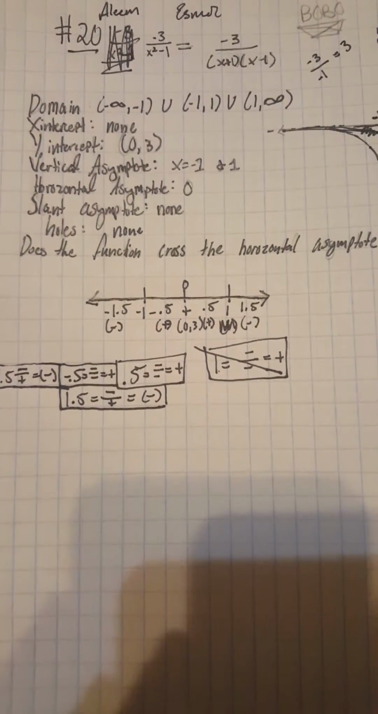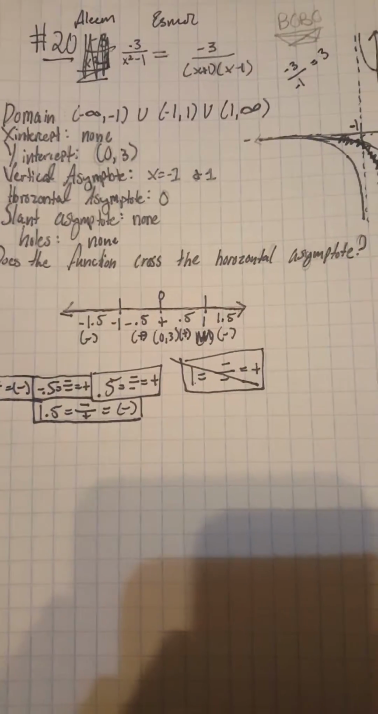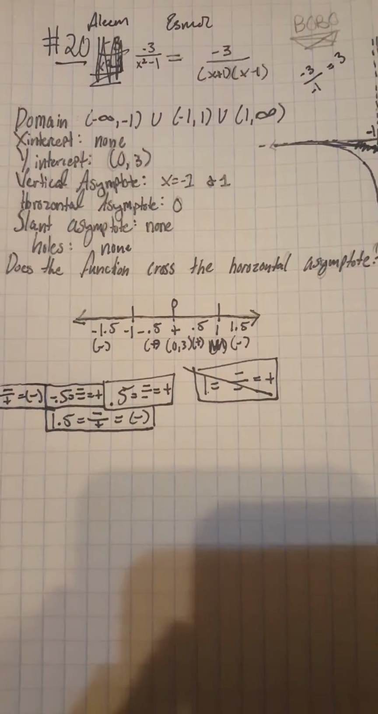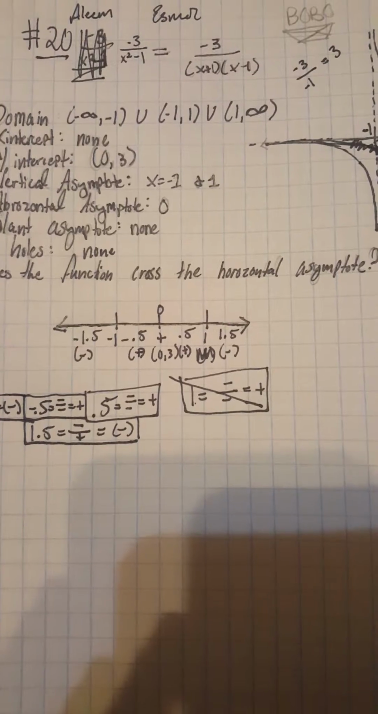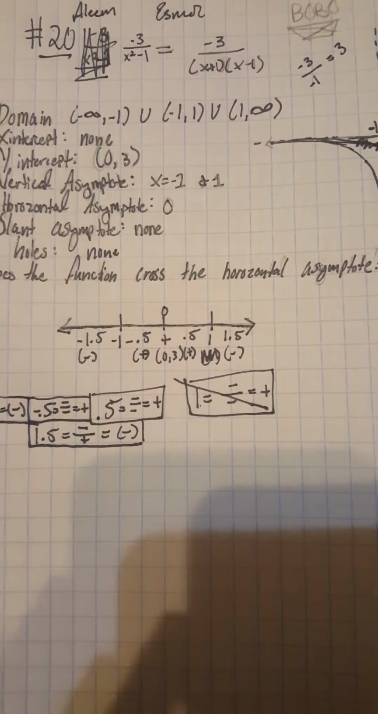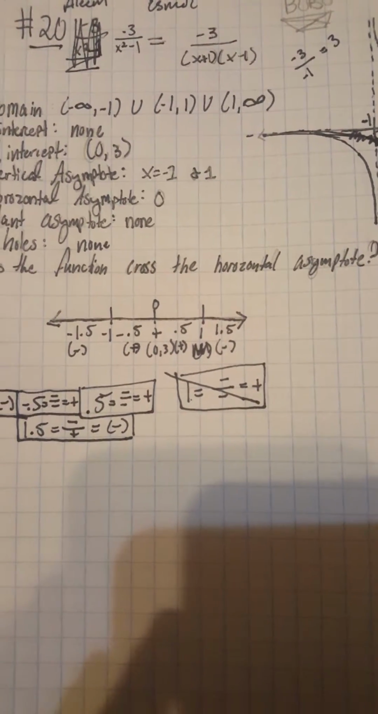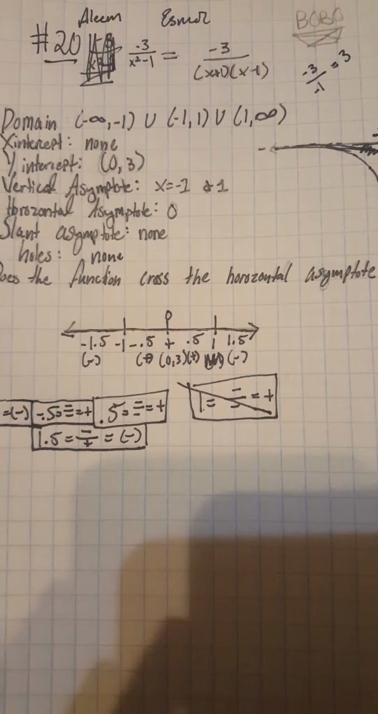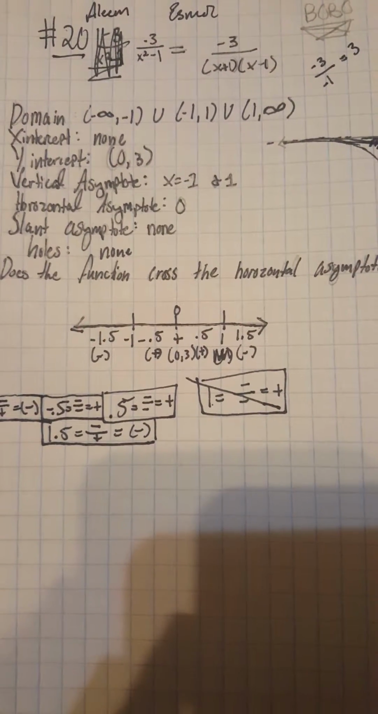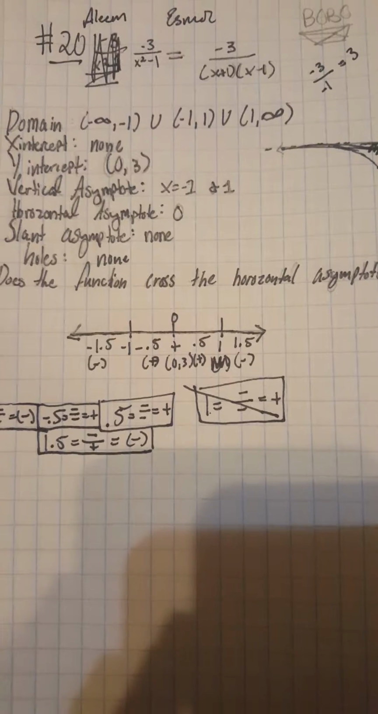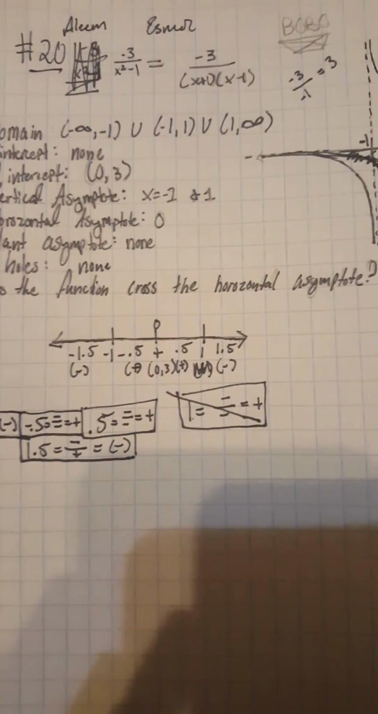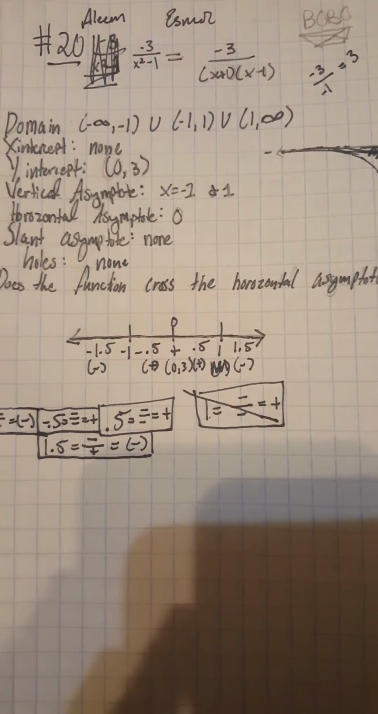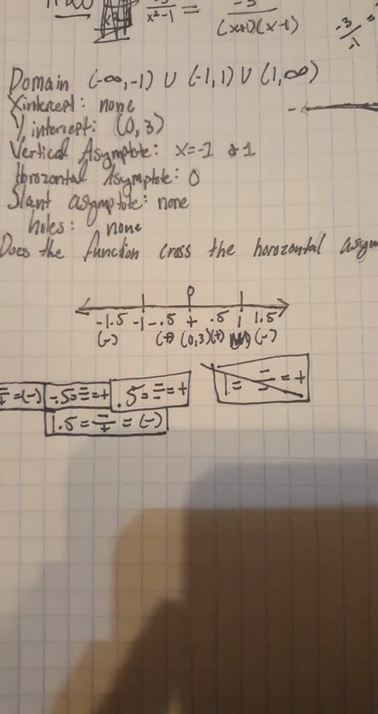So the question I have received is number 20. Number 20 is negative 3 over x squared minus 1. So then what I did was simplify negative 3 over x squared minus 1 into negative 3 over x plus 1 times x minus 1. Then I noticed the degrees are larger on the bottom, and the numerator doesn't even carry an x. So therefore it is considered bottom-heavy (BOBO), giving me the horizontal asymptote of 0.